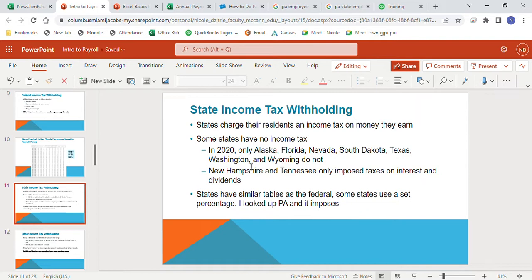They only impose it on interest and dividends, so they do not take it out of your paycheck. So you obviously will go look at what your state amount is and any regulations. If you're in one of these states, you're not going to be taking out SIT from your employees' paychecks.